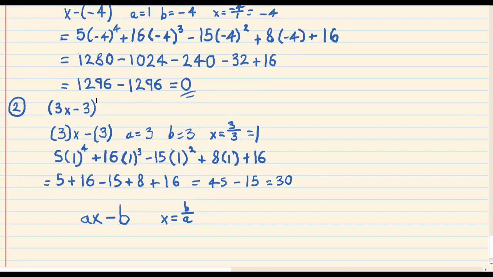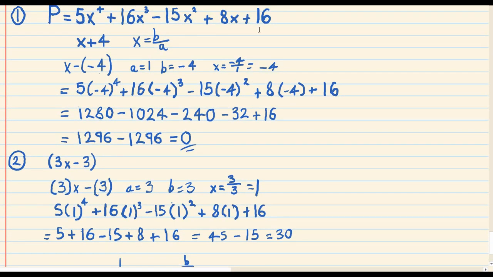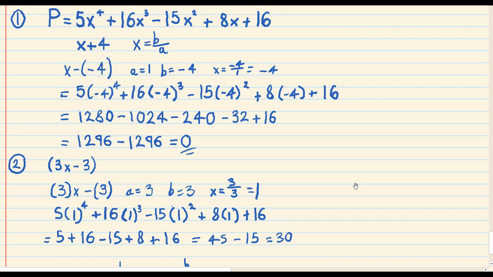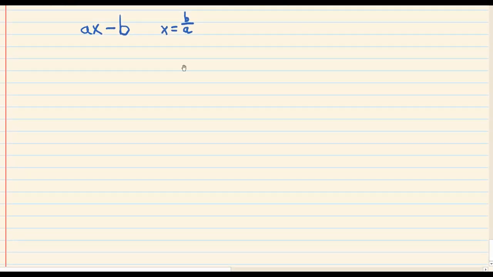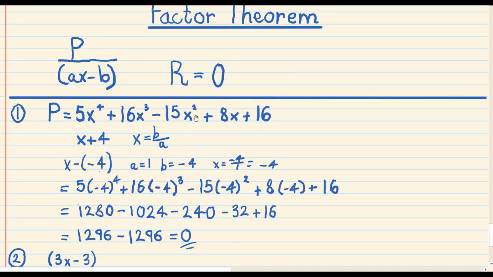From all of this, the main idea that you need to keep in mind is that for any expression ax minus b, when you solve for x using b over a and substitute this value of x into a polynomial containing various x terms, such as, for example, p, which we looked at before, if you get a value of 0, that means that the expression ax minus b is a factor of p.